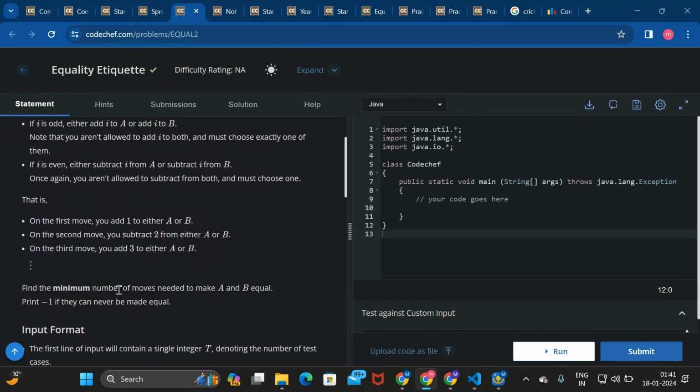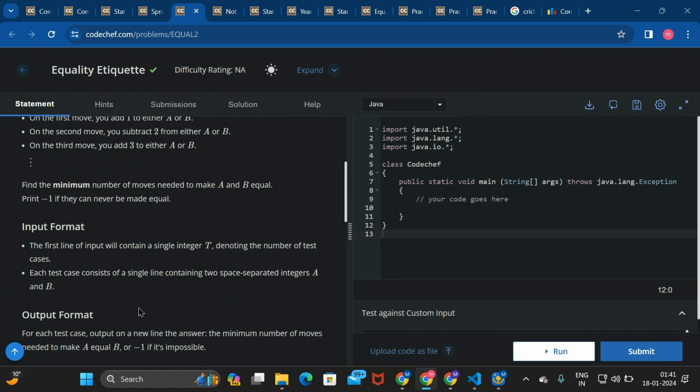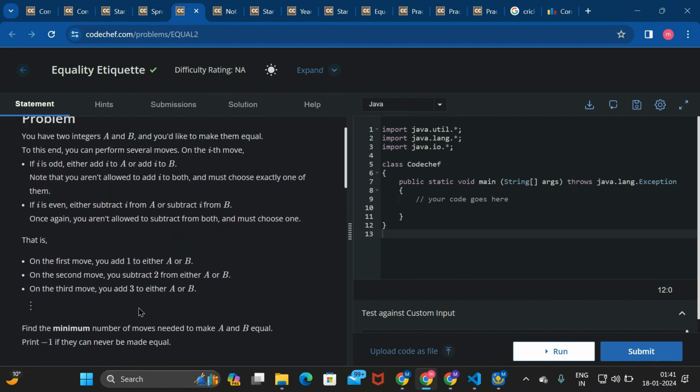And find the minimum number of moves needed to make A and B equal. Print -1 if they can never be made equal.